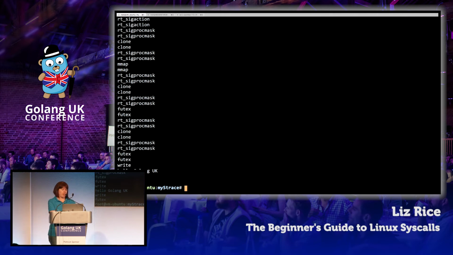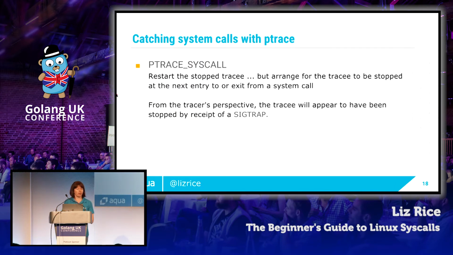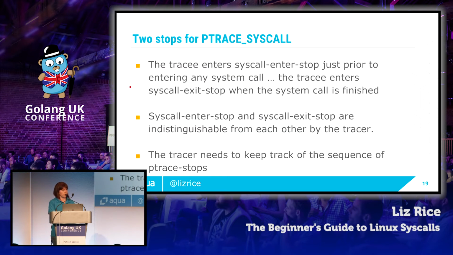And the clue to what's going on is right here in the man page. It does say, arrange for the tracee to be stopped at the next entry to or exit from the system call. Okay. We read in the man page a bit further. Tracee enters a stop state just prior to entering a system call, and it enters another stop state when the system call is finished. Those two stop states are indistinguishable from one another, and it's our responsibility to keep track of the sequence.